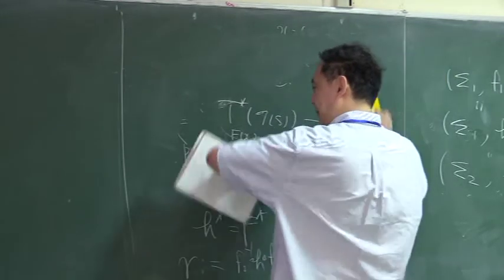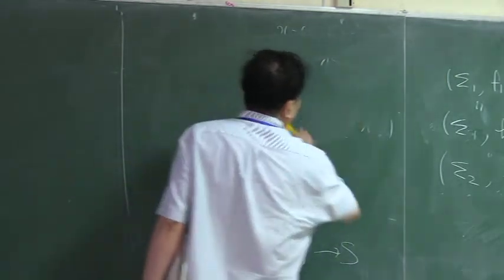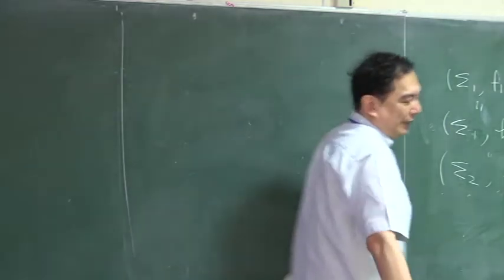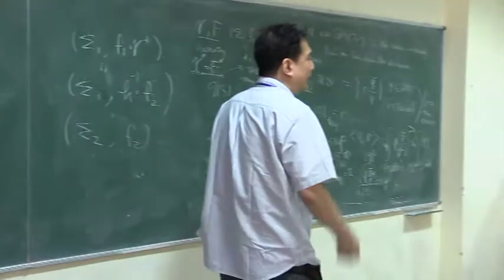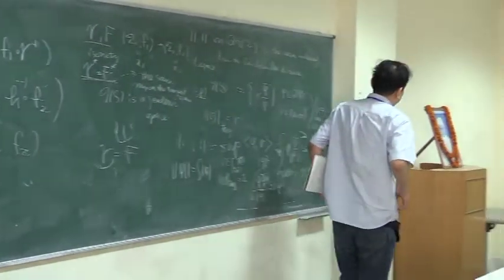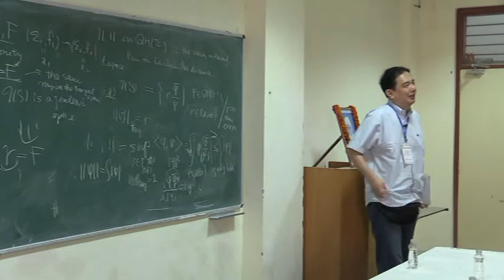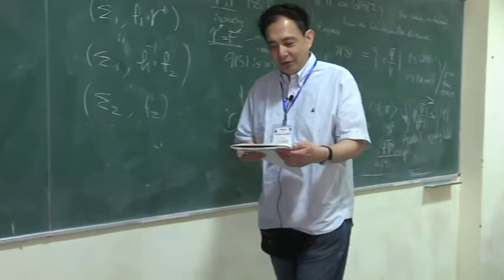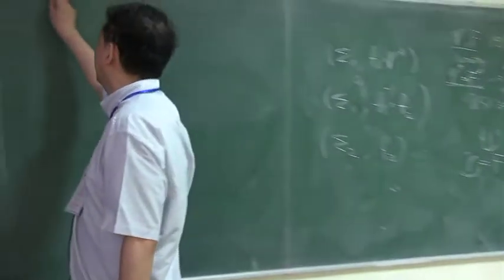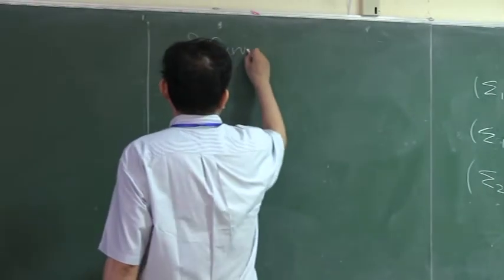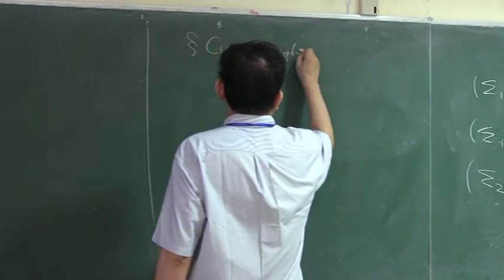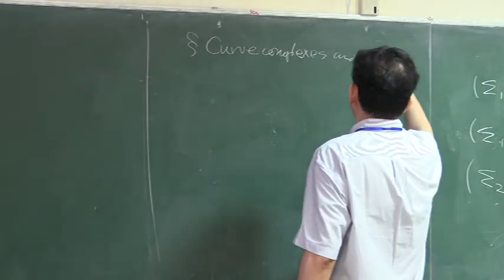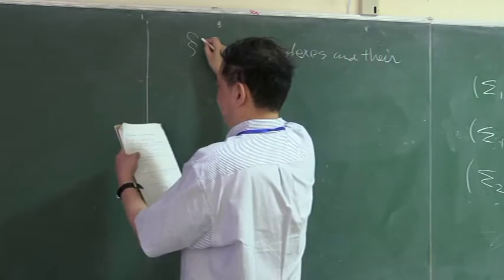Now, in the remaining 20 minutes, I'd like to show you an analogy of this kind of argument or this kind of result in a different object. That's what's called a curve complex. So, curve complexes and their automorphisms. This is section 3.